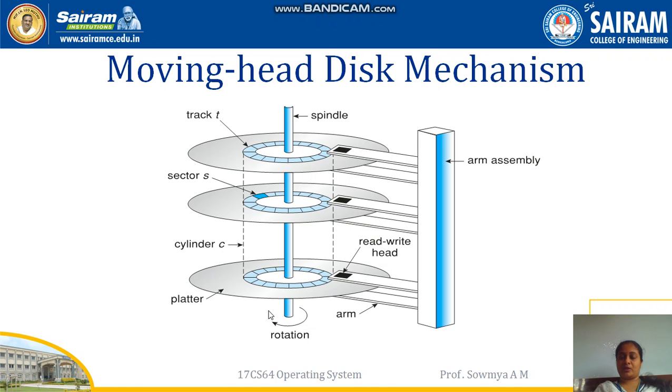Once the spindle rotates, the platter also rotates. Since the platter is rotating, the read-write head can read the data or write the data onto the tracks or the sectors. These arms are assembled on an arm assembly, which holds all arms in a particular place. This is how a magnetic disk looks and works.